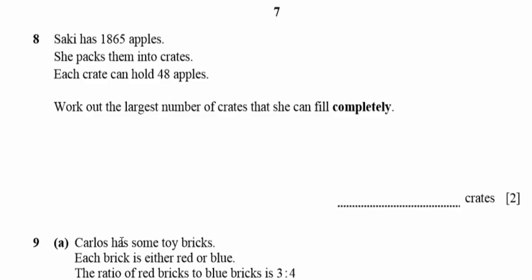Saki has 1865 apples. She packs them into crates. Each crate can hold 48 apples. Work out the largest number of crates that she can fill completely. So simply we just divide this number of apples by 48 to see how many full crates she will have.